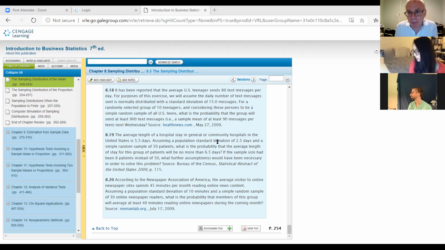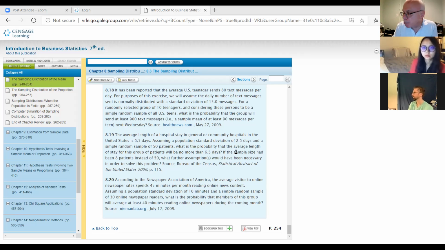Now the book goes through some, it does an okay job, but it goes through and shows you some graphs of populations that are skewed, but the sampling distribution ends up looking normal once we get at least up to 30 for the sample size. You'll start seeing the sampling distribution looking like a normal, even if the population's skewed.